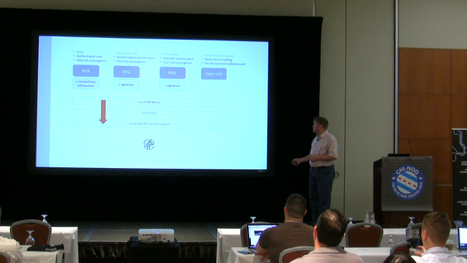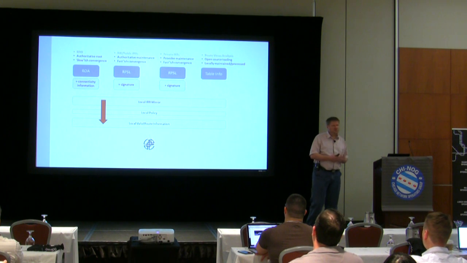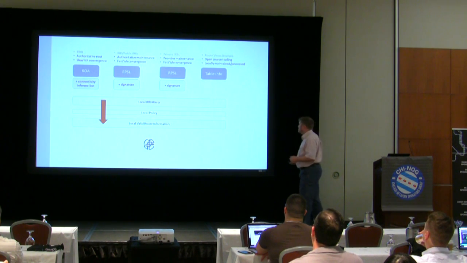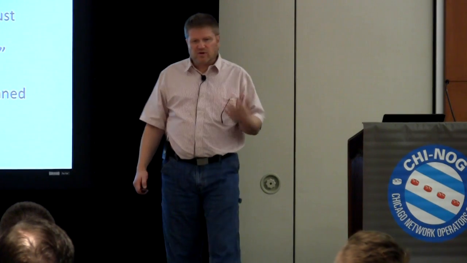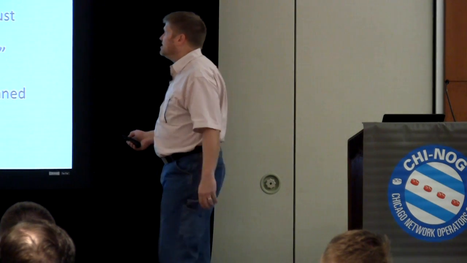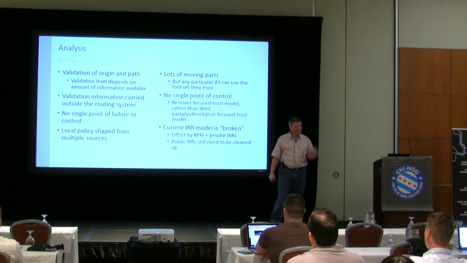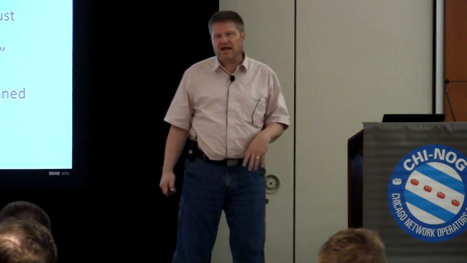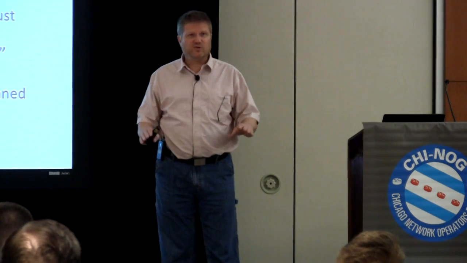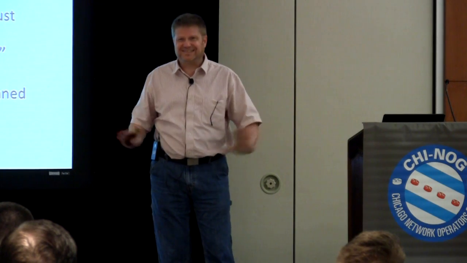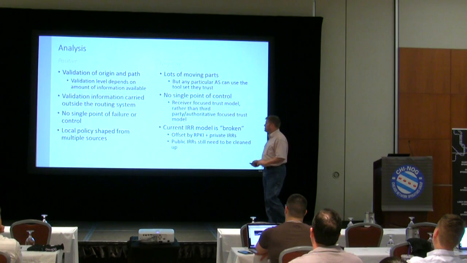And a lot of it's going to be trying to build all of these tools and get all of this tooling in place in a publicly available open source way so that people can use them without paying a lot of money for them. So analysis, validation of origin through RPKI and IRR, to some depending on what people have done for signing. Validation information carried outside the routing system, which makes some people happy. I frankly don't care. I think BGP is a well-used tool. Should I say overused tool? We use it far too much for too much stuff. But no single point of failure or control.